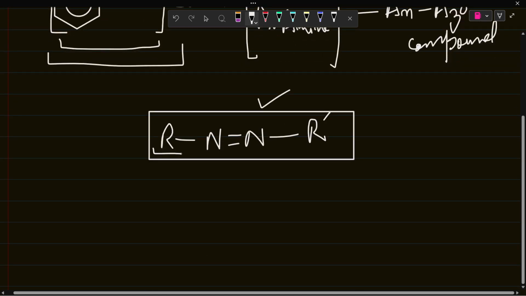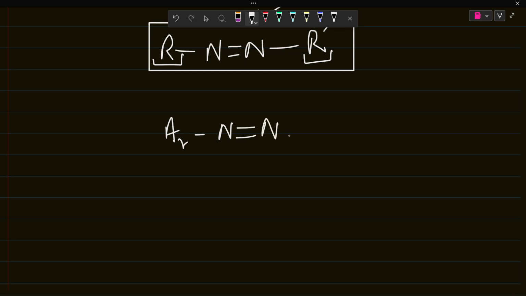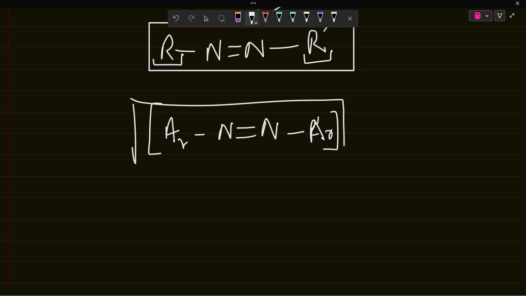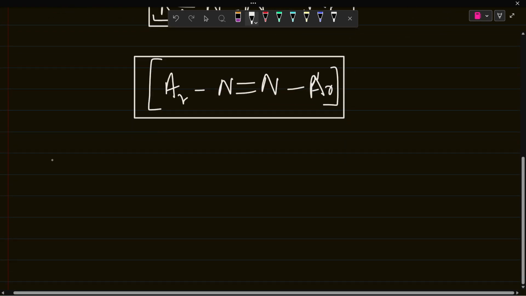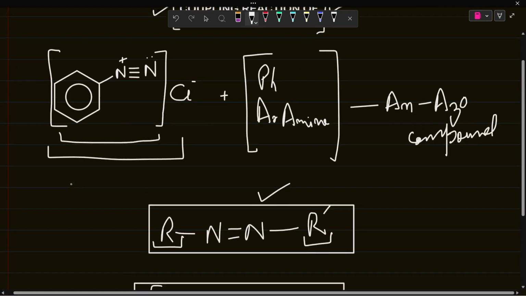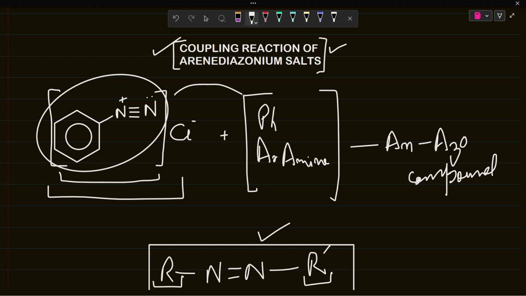Now, in place of R in aryl compounds, we have Ar bonded to N, double bonded to N, and single bonded to Ar' or Ar simply. Okay. So this is our reaction that we are going to carry out, right? Now, first of all, let me tell you that it is a nucleophilic substitution reaction, and in this, the nucleophile is this molecule, and it acts on the ortho or para position of the phenyl molecule, right? Now let's see how it happens.